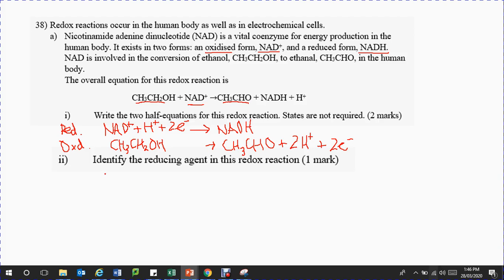Second question, identify the reducing agent in this redox reaction. Remember, the reducing agent is the species that causes reduction. If I go back to this equation, I know that NAD+ is being reduced to NADH. I wrote the reduction equation, but what's causing that reduction? The reducing agent is my ethanol. That's what's causing my NAD+ to be reduced. So that's my ethanol.